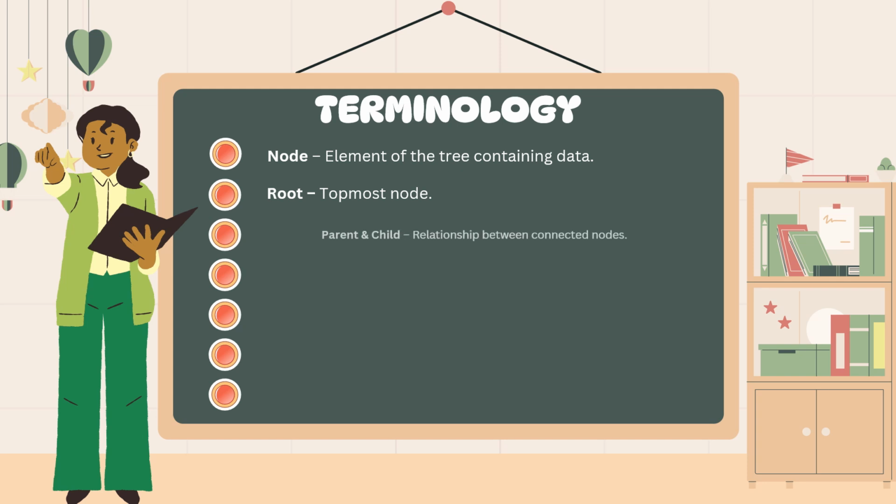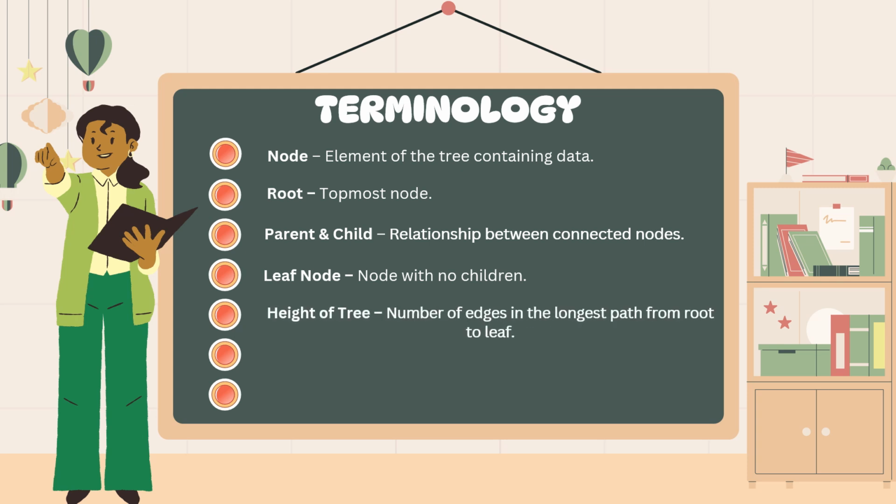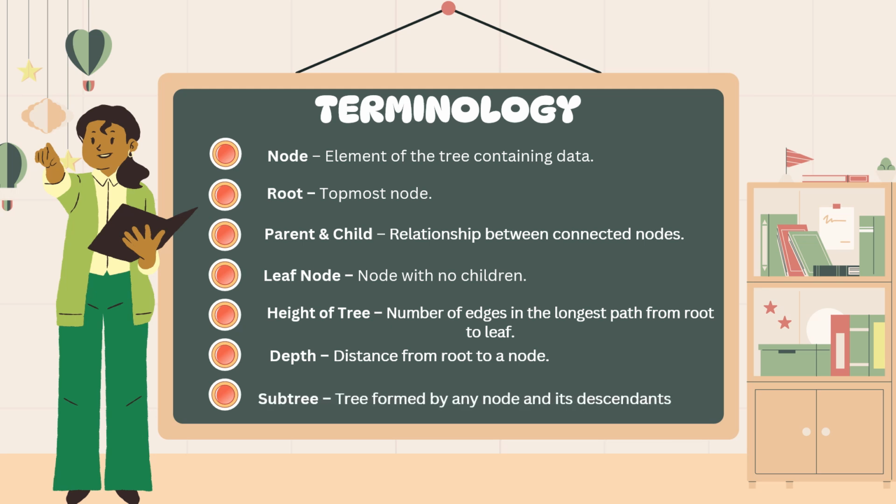Then moving forward to parent and child. This describes the relationship between connected nodes. If one node is linked to another below it, the upper is the parent and the lower is the child. Leaf node: a node with no children, like the last stops in the tree's branches. Height of the tree: the number of edges in the longest path from the root to a leaf. Then comes the depth: the distance from the root to a specific node. Subtree: any node along with all its descendants.